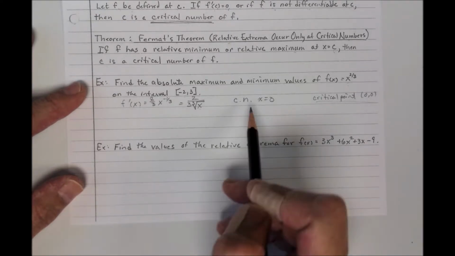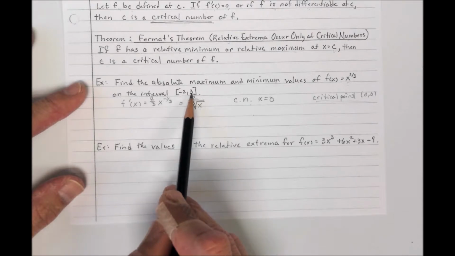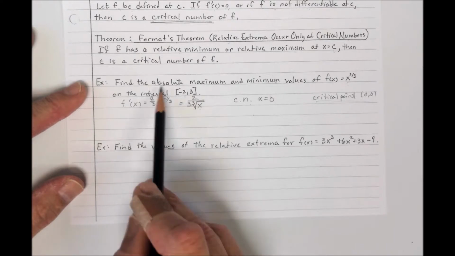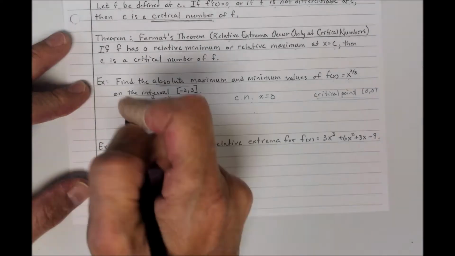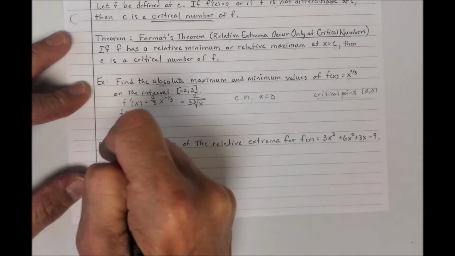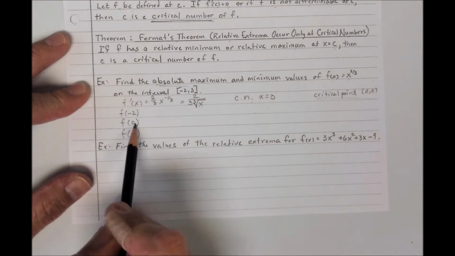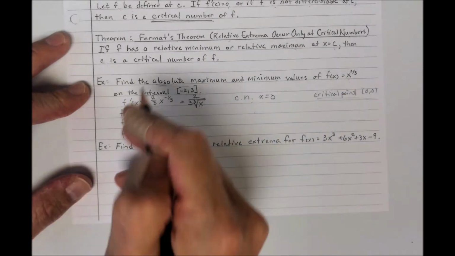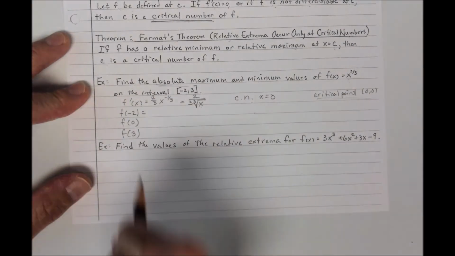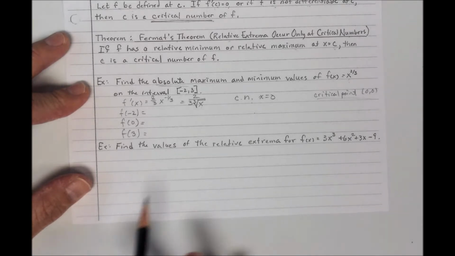So now I have one critical number, but I also have these endpoints. Remember, when we did another example earlier on, the extreme values occurred at the endpoints, and we're looking for the absolute extreme values. So I'm going to take f(-2), I'm going to take f(0), and I'm going to take f(3). These are my endpoints. This is my critical number. I'm going to substitute back into here. Because I have a continuous function and a closed interval, I know that absolute extrema occur for this problem.